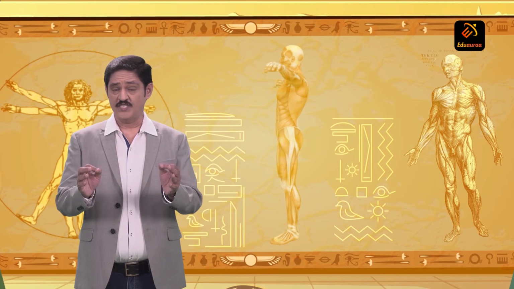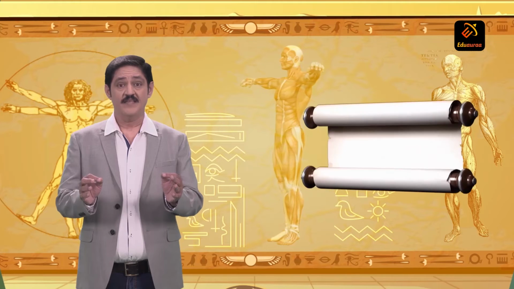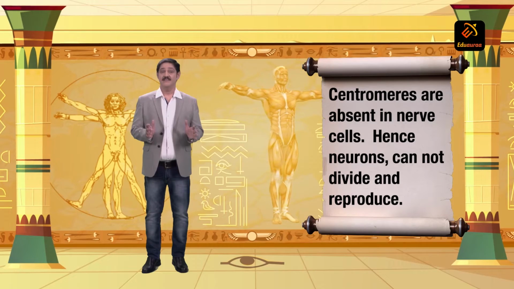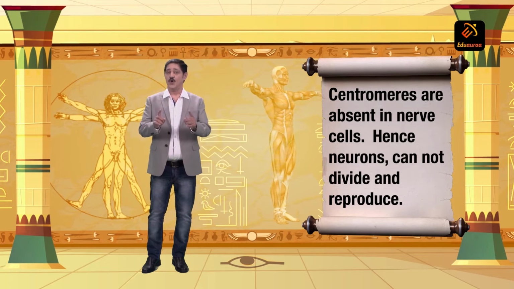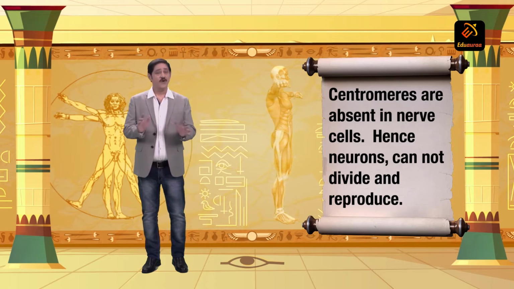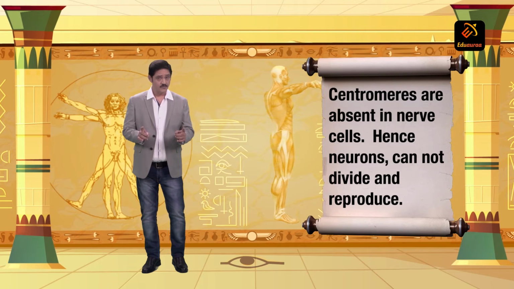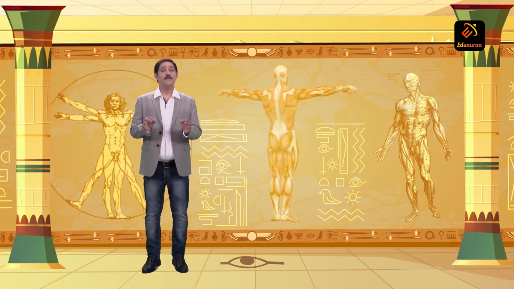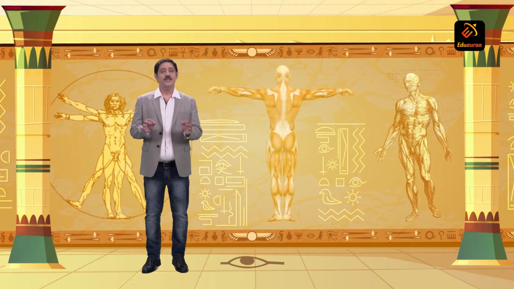However, please note, it's very important to note this. Centromeres are absent in nerve cells. Hence, neuron as a cell cannot divide and reproduce. This makes disease affecting the brain particularly crippling.